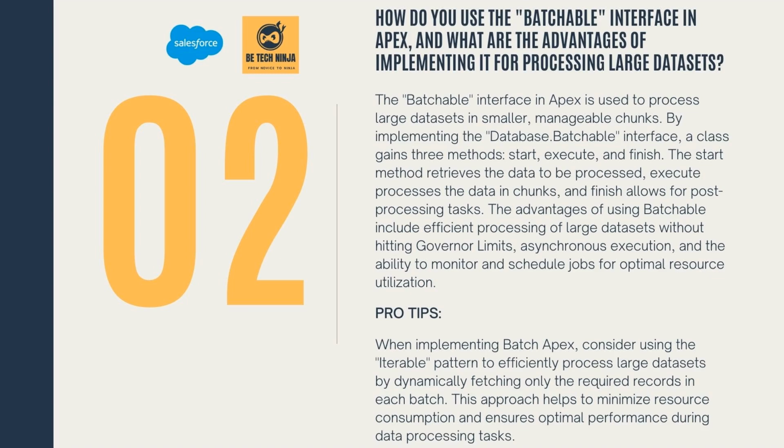The batchable interface in Apex is used to process large datasets in smaller, manageable chunks. By implementing the Database.Batchable interface, a class gains 3 methods: start, execute, and finish. The start method retrieves the data to be processed, execute processes the data in chunks, and finish allows for post-processing tasks. The advantages of using batchable include efficient processing of large datasets without hitting governor limits, asynchronous execution, and the ability to monitor and schedule jobs for optimal resource utilization.